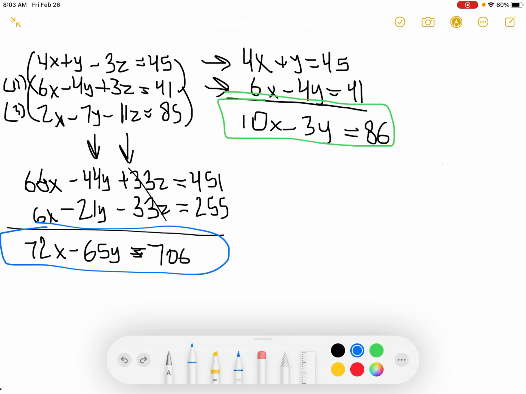So what could we do to cancel out something? We could cancel out the x or the y. I think we should do the x because there's a 10x on here, so that seems like it would be a little bit easier, but it really doesn't matter. You could do the y if you wanted. You will get the same answer as long as you do the math right. So what can we do? Well, we could multiply this top equation by 72, and then this one by negative 10.